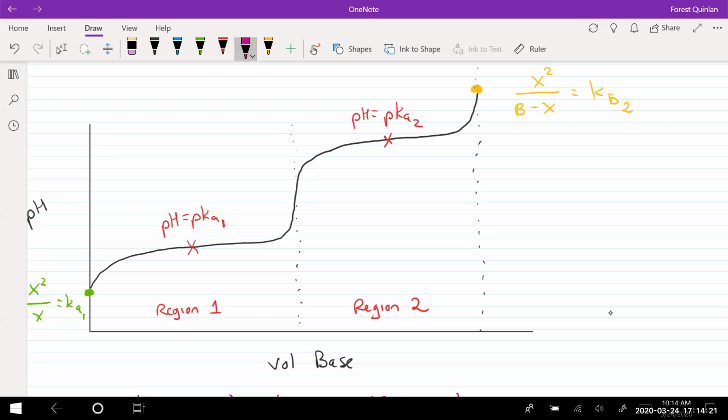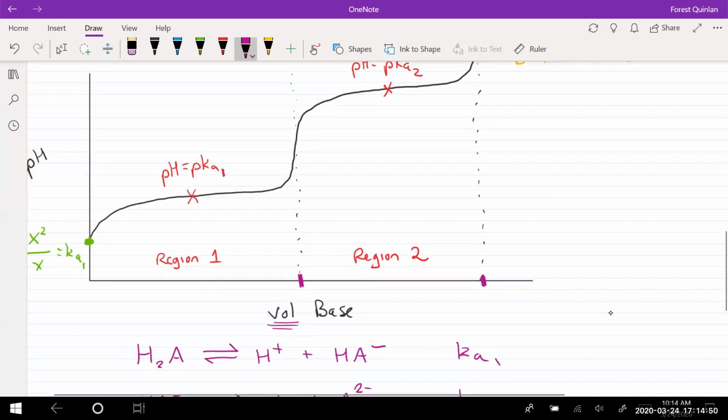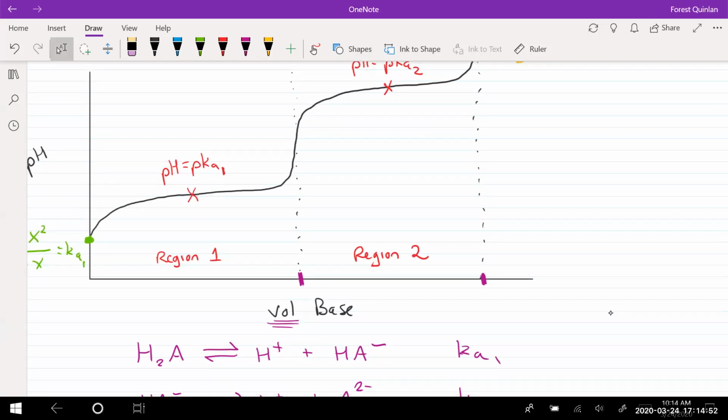Let's see. How about this point right here in purple? On the x-axis, what might that represent? In fact, let me just go ahead and put a big line here. These two purple lines, what might that be all about? How much base is added? How much base is added to what? To what end? Oh, shoot. I gave you the answer.